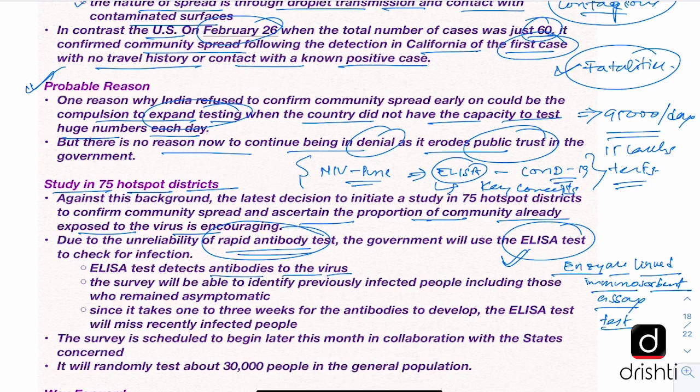So whenever any infection attacks the body, you have antigens, which are the harmful substances, and you have the antibodies, which are basically proteins formed by the body to respond to these antigens and to defeat them. So the ELISA test detects the presence of these antibodies, and it is much more reliable than the rapid antibody tests. And through this survey in 75 hotspot districts, the government will be able to identify previously infected people, including those who remain asymptomatic during the entire infection.